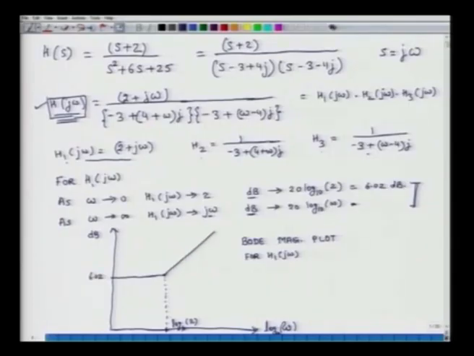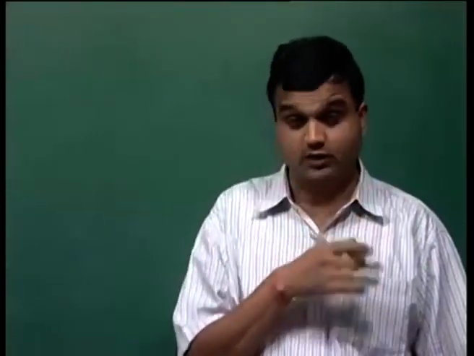My high frequency asymptote is a positively sloped line, the slope being 20 decibels per decade. So, this is my high frequency asymptote, and this is my low frequency asymptote. So, this is my Bode magnitude plot for H1 of j omega. Likewise, now I am going to construct a Bode magnitude plot for H2 and H3 functions.